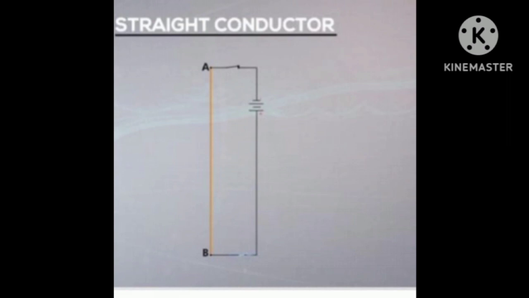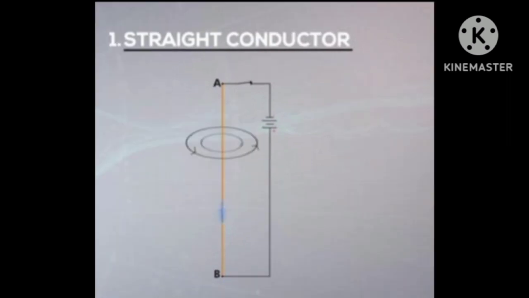When we switch on the battery, let's hold it in the right hand, so the thumb will point in the upward direction. And when we curl the fingers, you will find out that the magnetic field will be circular in shape. You will find that there will be some concentric circles formed around the thin wire, and the direction of these circles is given by the curling of the fingers. So its direction can be found out easily by using the right hand thumb rule.